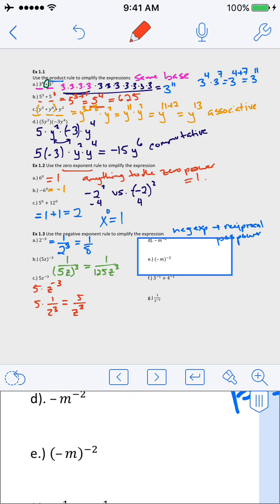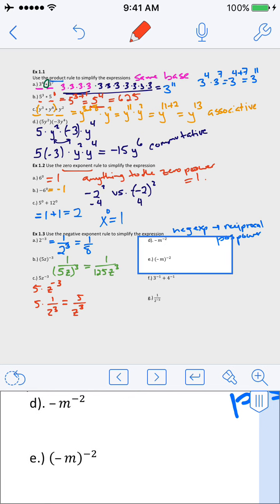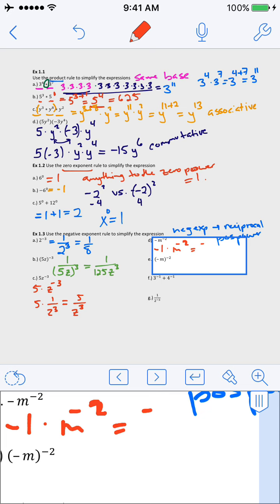So problem number D, section D, is very similar to the one we just did in C, right? That parenthesis, that negative is not there, it's not included in the m. So this, just the m, is kind of like negative 1 times 1 over m to the negative 2, right? And therefore it's negative 1 over m squared, right? That would be our solution to this first one.